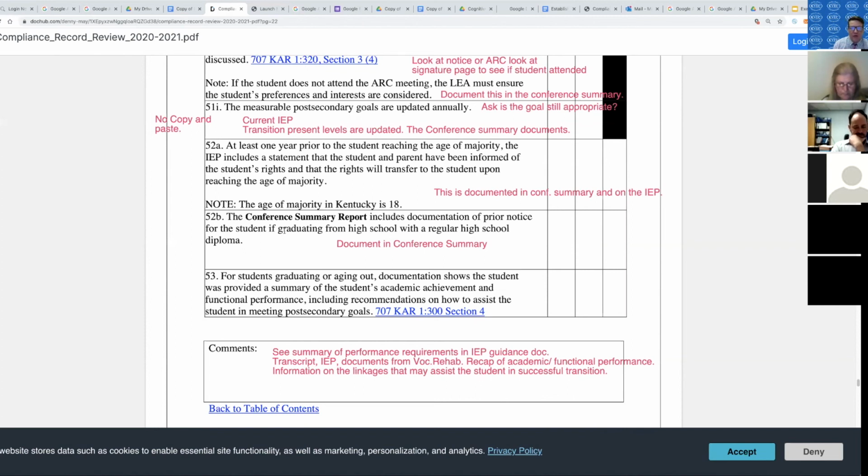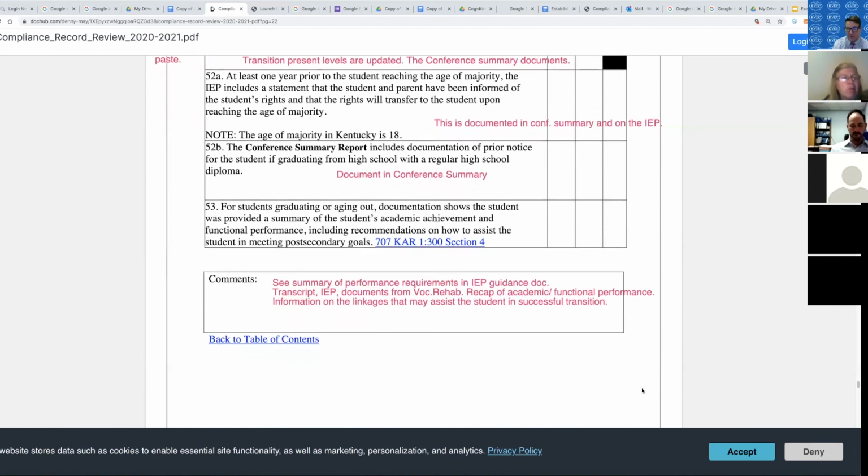The conference summary report includes documentation of prior notice for the student if graduated from high school with a regular diploma. Okay, so you document that in the conference summary at least a year ahead of time. For students graduating or aging out, documentation shows the student was provided a summary of performance of academic achievement, functional performance, and includes the recommendations on how to assist the student in meeting their post-secondary goals. So see summary of performance requirements in the IEP guidance document. Things like transcript, IEP documents from voc rehab, a recap of the academic functional performance, information on linkages that may assist the student in successful transition are to be included. And that's just a quick list of things that can be included there.